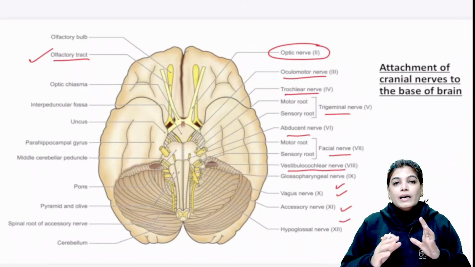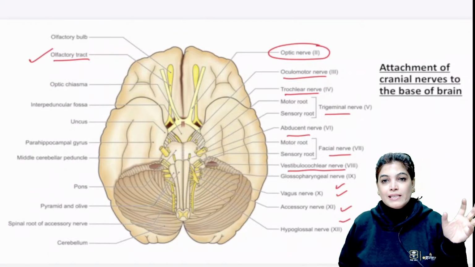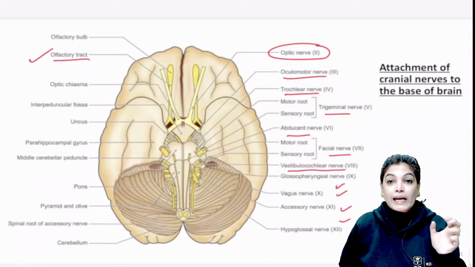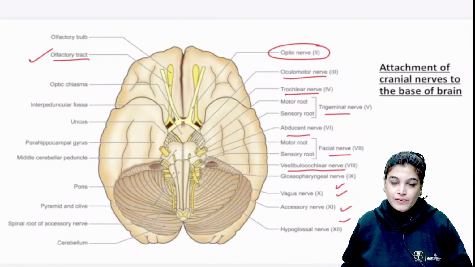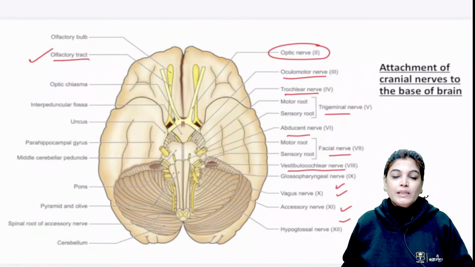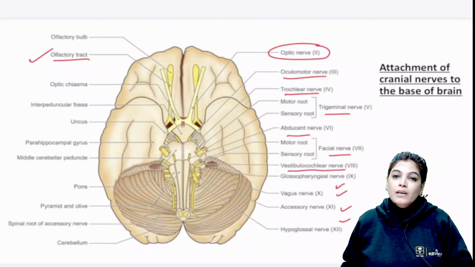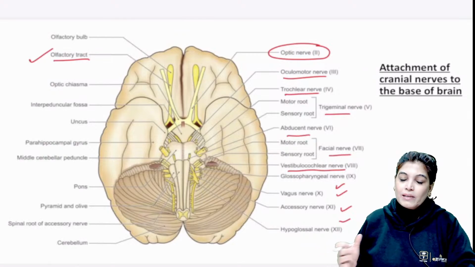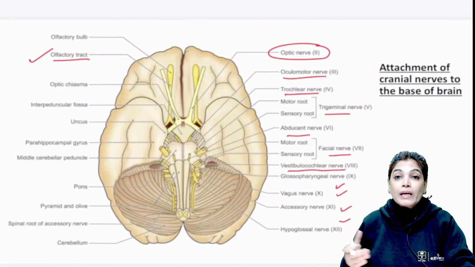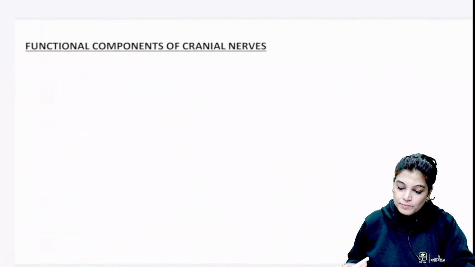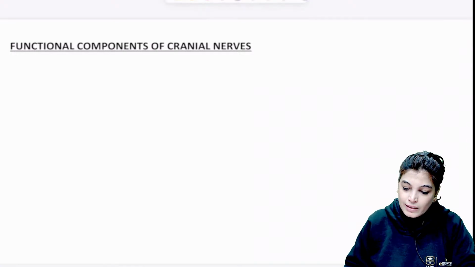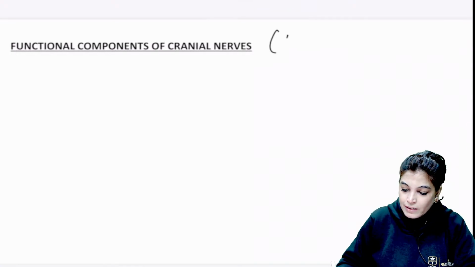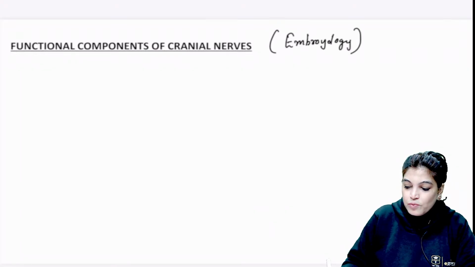As I told you, if everybody understands the cranial nerve nuclei and the functional component, it becomes very easy to understand each cranial nerve. For that understanding, it is important that we are aware of the embryological aspect. The functional components of cranial nerves can be better understood if we know the development during the development of the neural tube. So I would like to explain the embryology part, and then we will proceed with the rest of it.